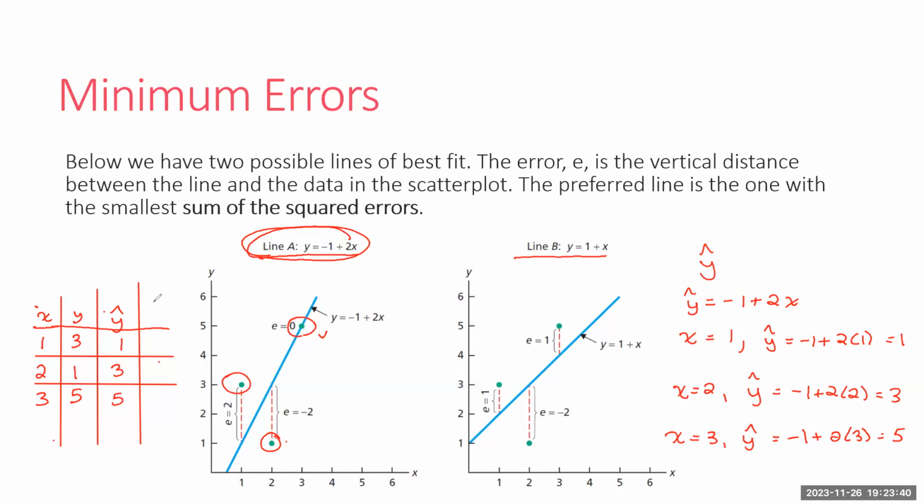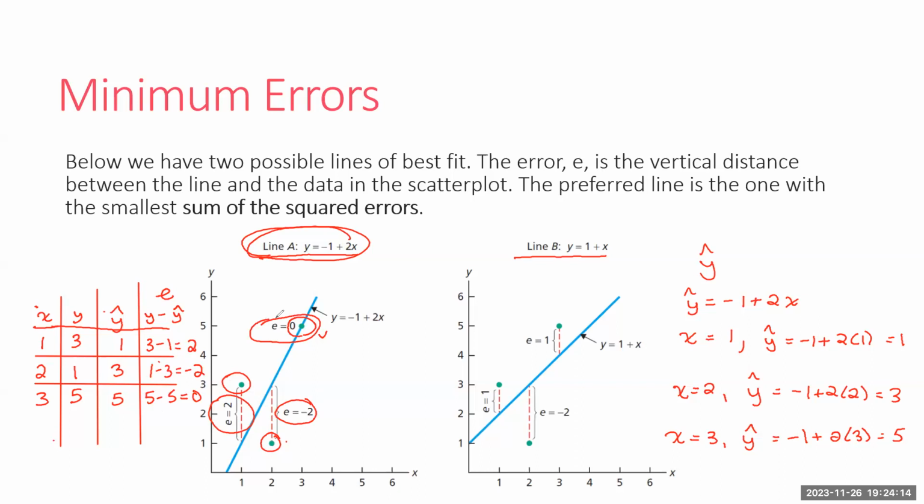So next what we're going to do is the errors over here. If you remember, the error is the difference between y and y hat. My first error is I have 3 minus 1, so my error is 2, which is where that comes from here. My next one is I have 1 minus 3, so I have an error of -2, which is what you see over here. And then here I had 5 minus 5, so my error is 0, which is what we see here.